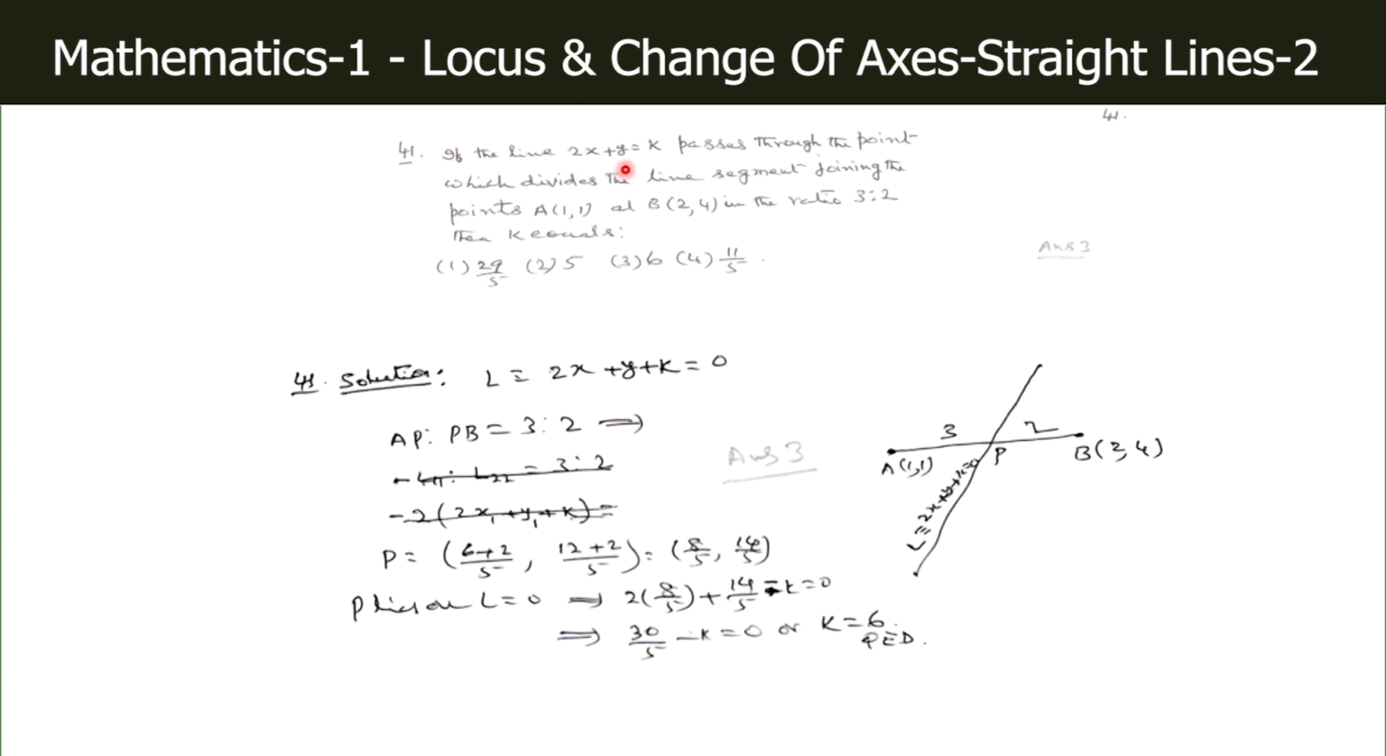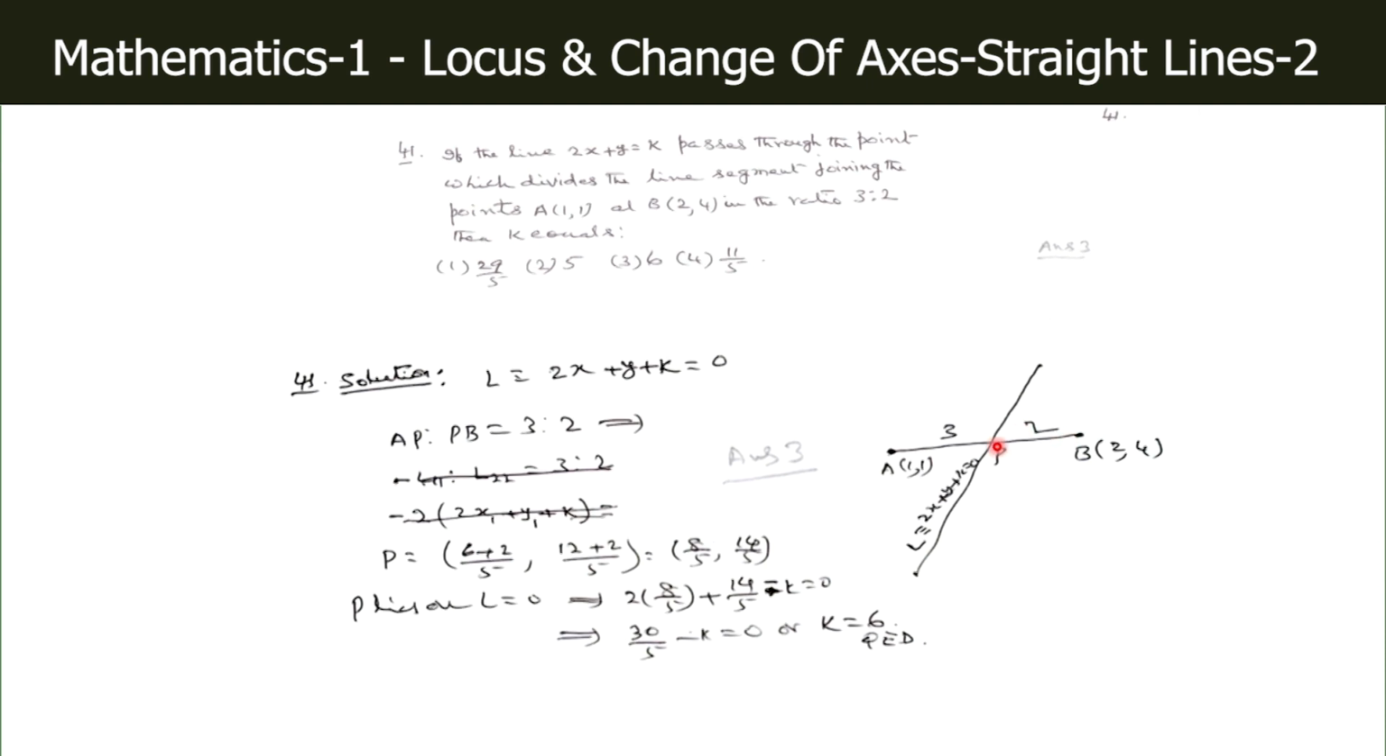If the line 2x plus y is equal to k passes through the point which divides the line segment joining points A(1, 1) and B(2, 4) in the ratio 3:2, then k equals: option 1, 29 by 5; option 2, 5; option 3, 6; option 4, 11 by 5. Okay, right. Now see the figure. A is (1, 1) and B is (2, 4). Suppose P divides AB in the ratio 3:2.